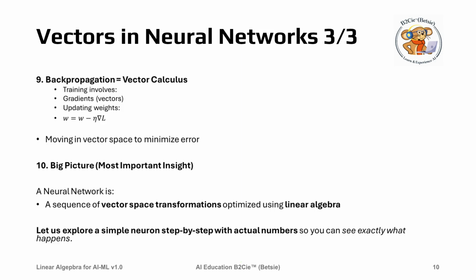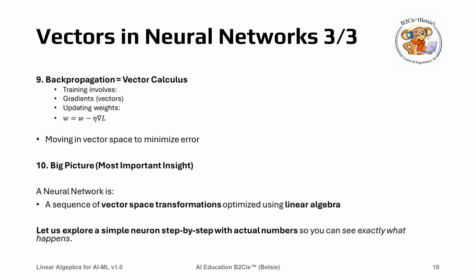The materials being presented here have a bit of a chicken-or-the-egg syndrome. You will be meeting what and how vectors are used in AI ML. At this point, it is sufficient to know that a neural network is a sequence of vector space transformations optimized using linear algebra. Backpropagation uses vector calculus, specifically gradients, to update weights and minimize error. A neural network is fundamentally a sequence of vector space transformations optimized using linear algebra.